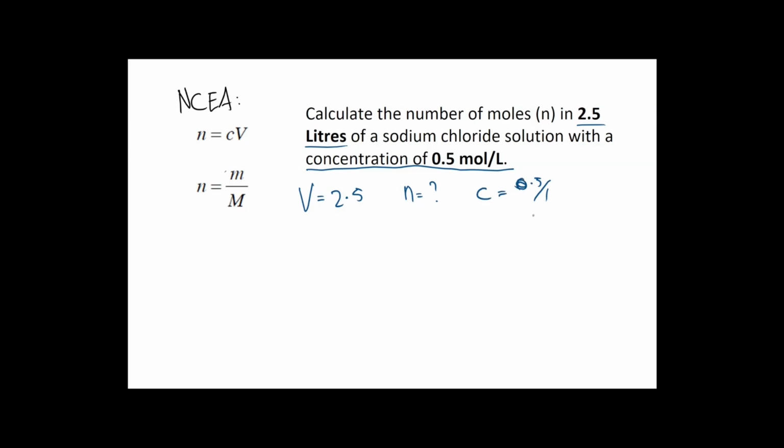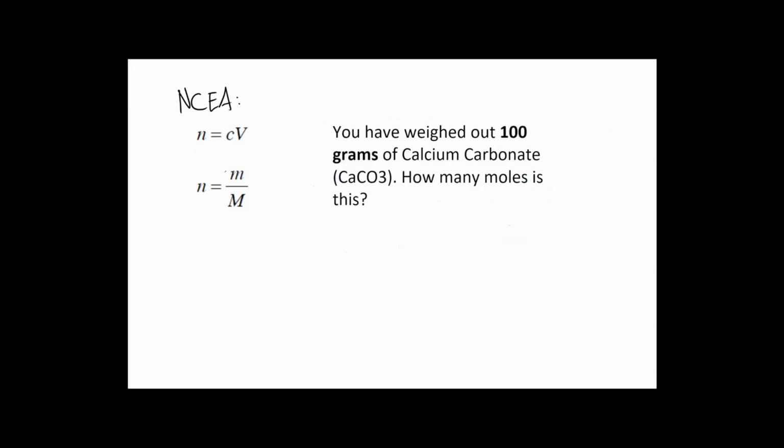That's the worst zero I've ever written. Okay. Fixed. Do we have anything else? No, we don't really care what the mass is. So we're just going to be using this one here, and we're going to be rearranging. Well, we don't even need to rearrange it. It's already in the order that we want. So n is CV, which is going to be 0.5 times 2.5, and it's going to be 1.25 moles. And we're done. Next off, we're asked to weigh out 100 grams of calcium carbonate.